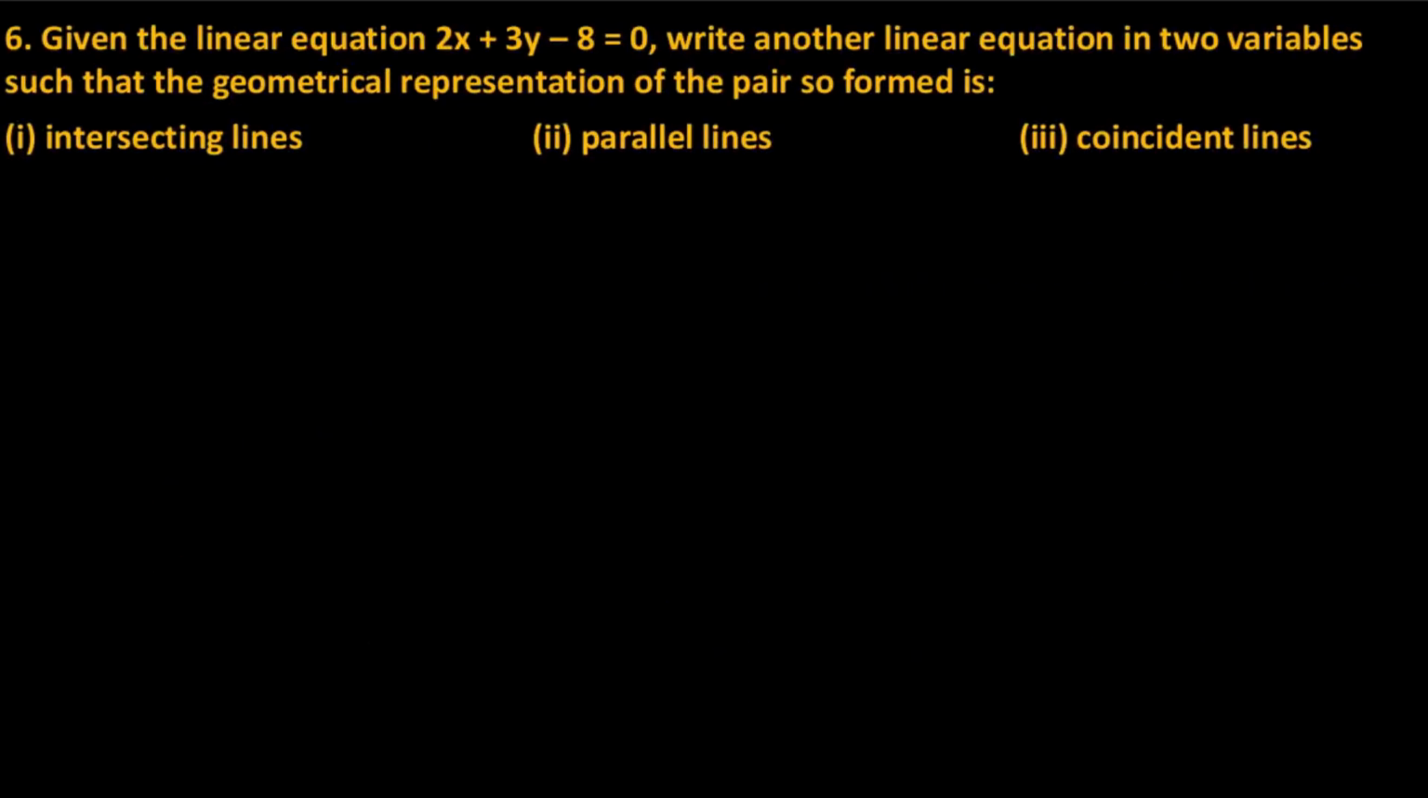Given the linear equation 2x plus 3y minus 8 is equal to 0, write another linear equation in two variables such that the geometrical representation of the pair so formed is intersecting lines, parallel lines, and coincident lines. Okay. We have to give one example each for intersecting lines, coincident lines, and parallel lines using this equation.